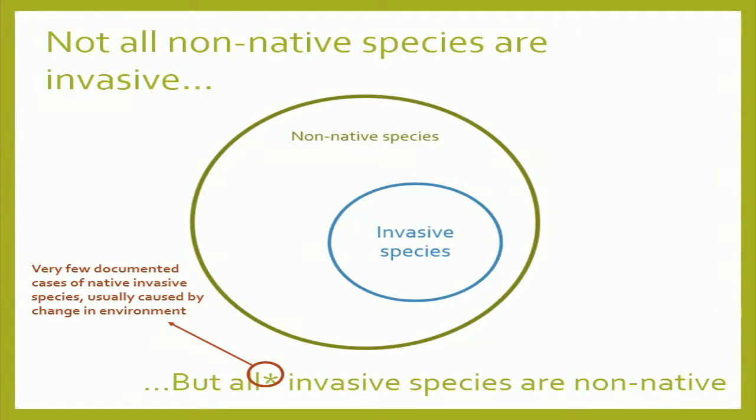As with most concepts in science, there can be exceptions to the rule. There are very few rare documented cases of native species becoming invasive, but this is due to environments being altered. For our purposes, we will consider these situations outliers and focus on non-native invasive species.